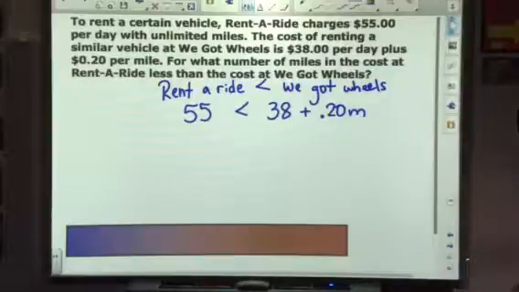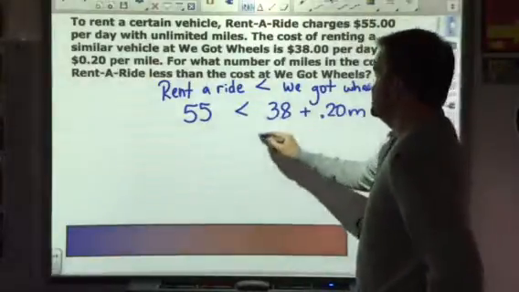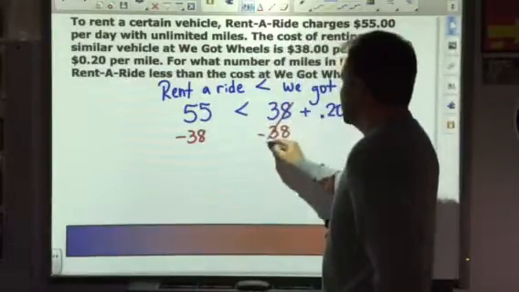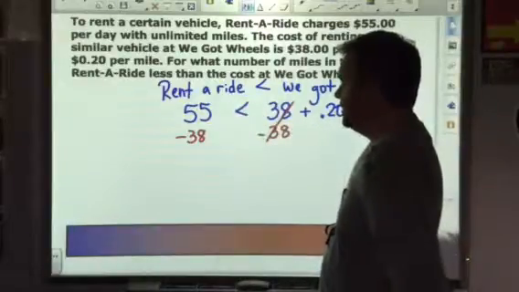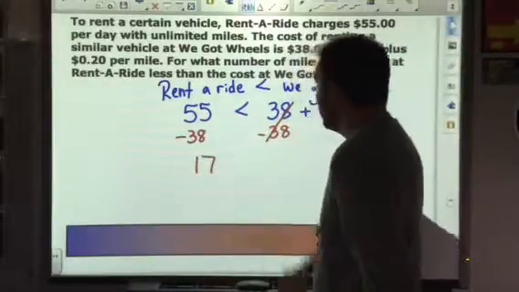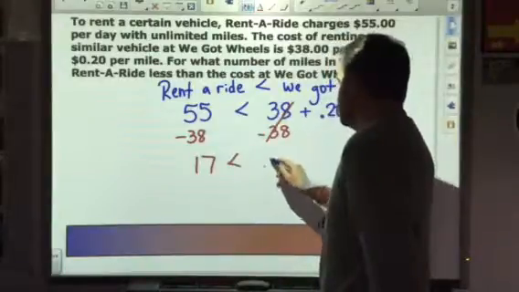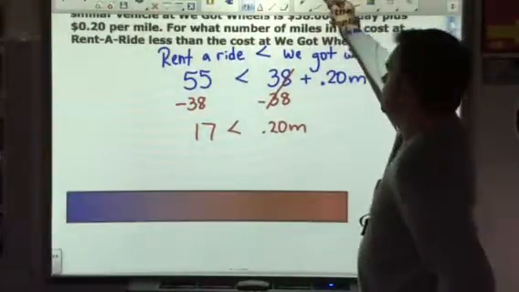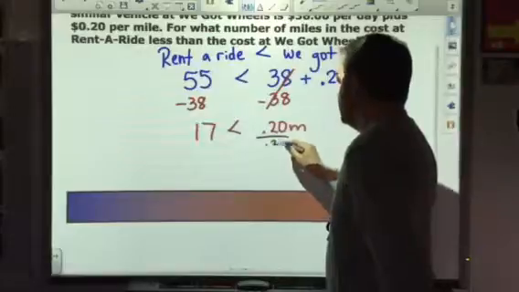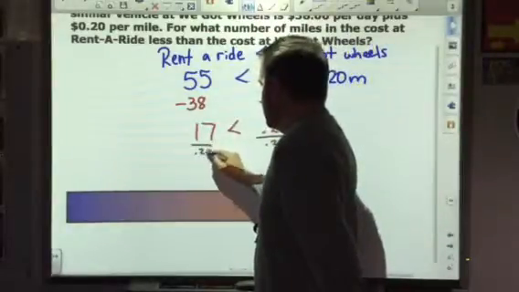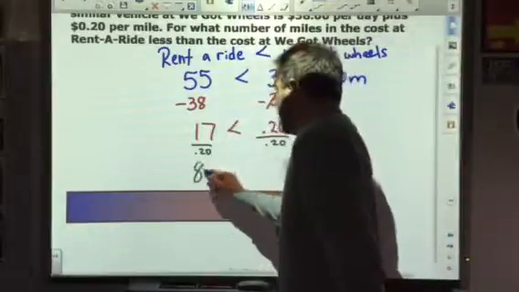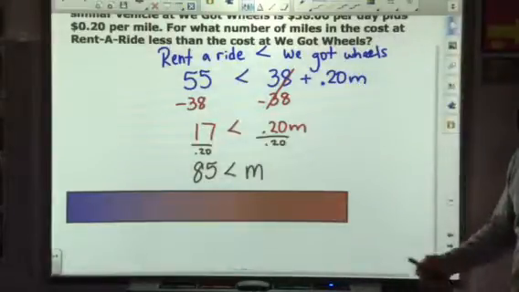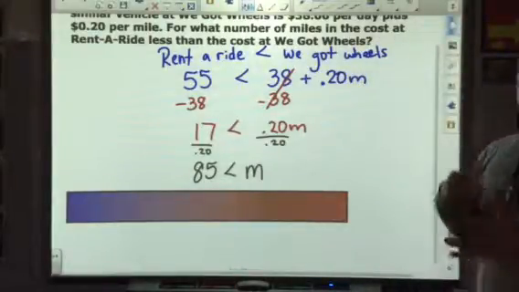We're just going to solve it just like we would the other ones. First thing is subtract 38 from both sides. These will cancel out. 55 minus 38, I'll do the math for you, it's 17, less than 0.20 times m. Then we have to divide both sides by 0.20. And what we're going to get is 85 less than m, miles. So what does that really mean? 85 miles, that's our tipping point.